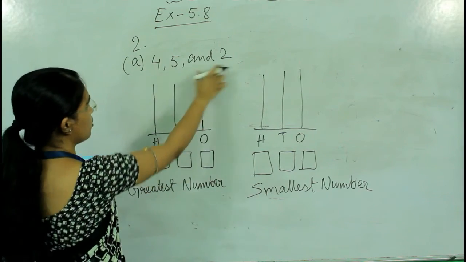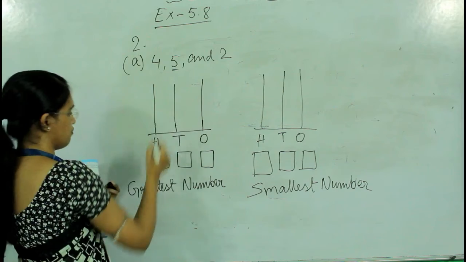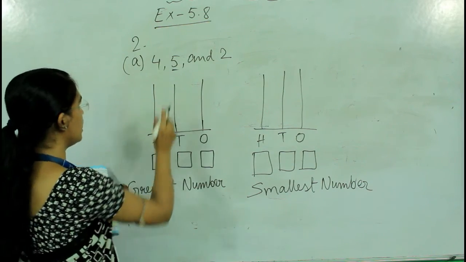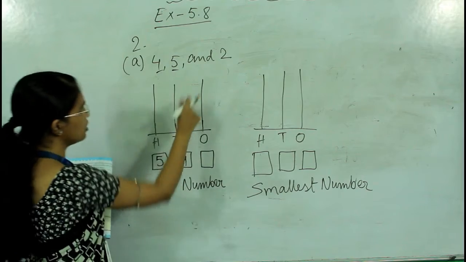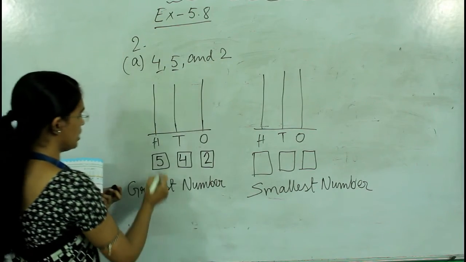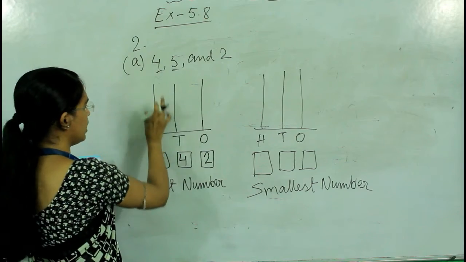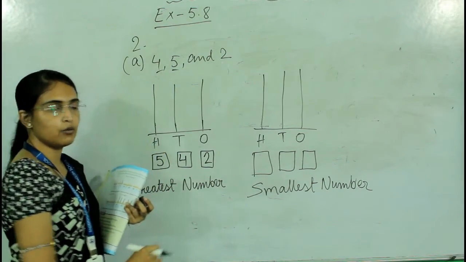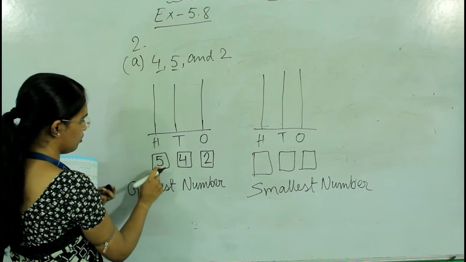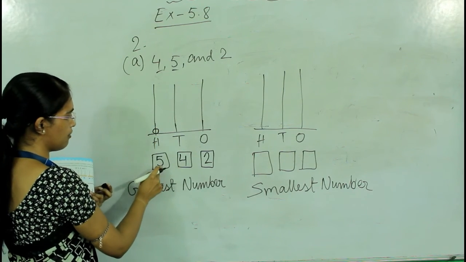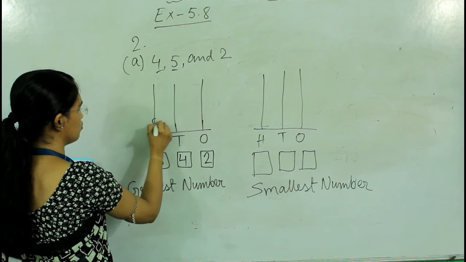Okay. So among these 3 digits, which one is the greatest? Which one is the bigger number? 5. So write here 5. Then after this, which one is the bigger number? 4. So write here 4. Then 2. Now after putting this according to the greatest number, what do we have to do? We have to make beads in this, according to this number. So in the 100s place we have 5, so we have to draw 5 beads. 1, 2, 3, 4, 5.